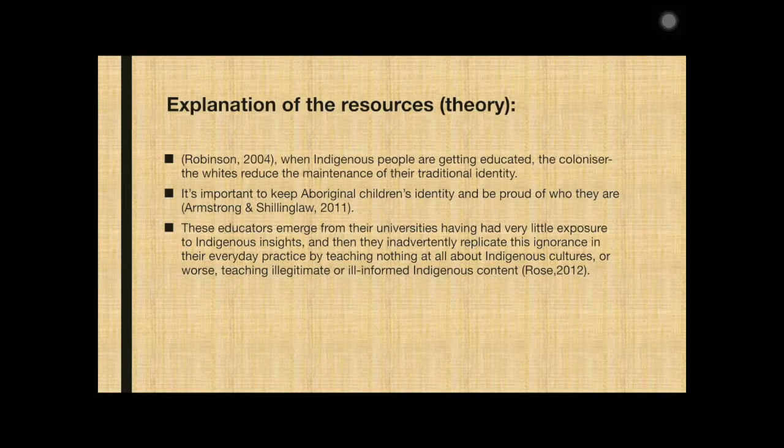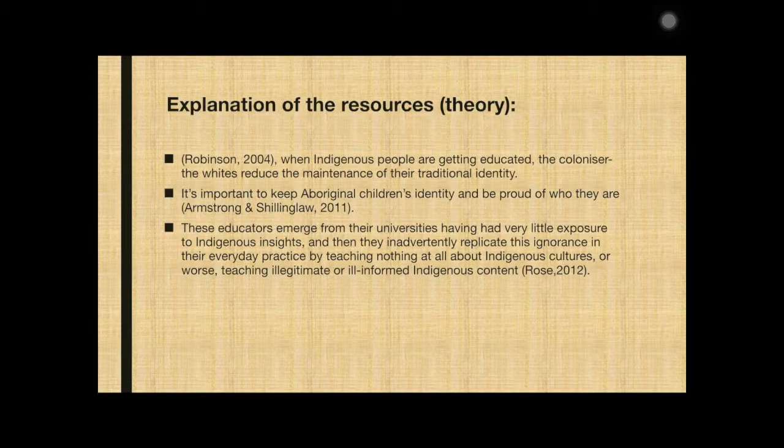Armstrong and Sailing Law 2011 also suggested that it is important to keep Aboriginal children's identity and make them proud of who they are. So the activities are designed to teach students Aboriginal perspectives and to learn to value the knowledge Aboriginal people inherited, moreover, to respect and value their identities.